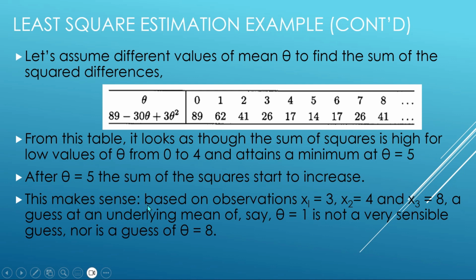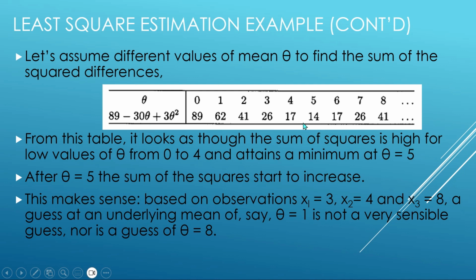This makes sense. Based on observations, the values 3, 4 and 8, a guess at an underlying mean of theta equal to 1 is not a very sensible guess. If you look at just these values, then intuitively you can see that the average of these three values, 3, 4 and 8, cannot be 1. And the average of these values cannot be 8 as well. If you simply add 3 plus 4 plus 8, which is equal to 15, and divide by 3, then you get 5. So again, you can see that we have got this 5 over here. So this can be seen intuitively as well.